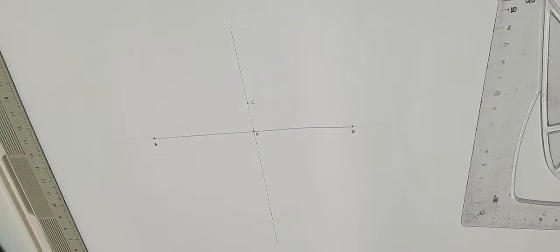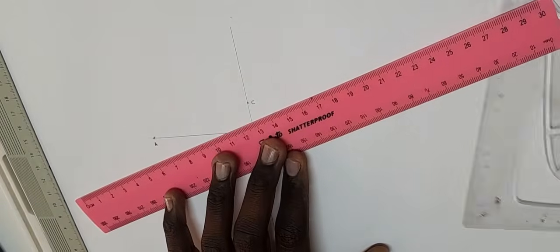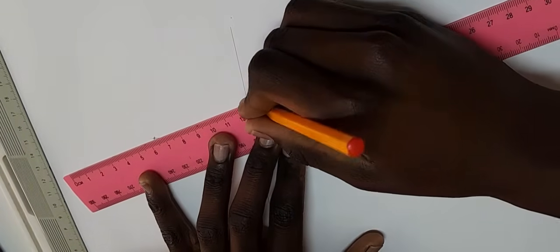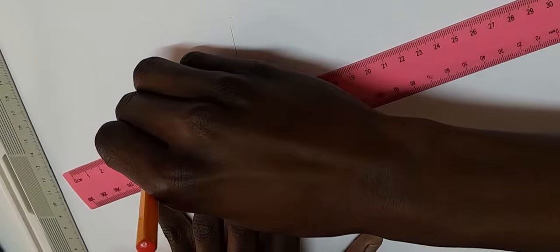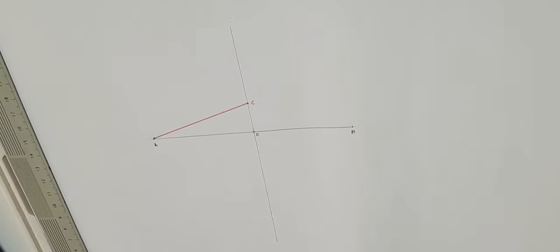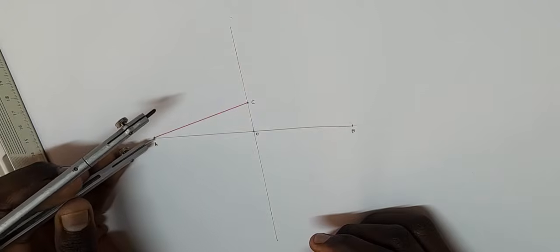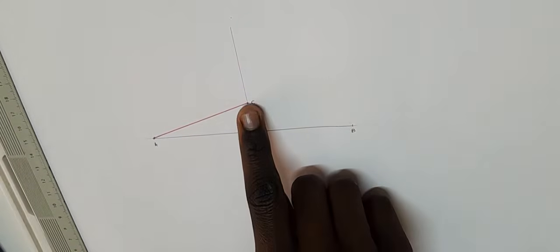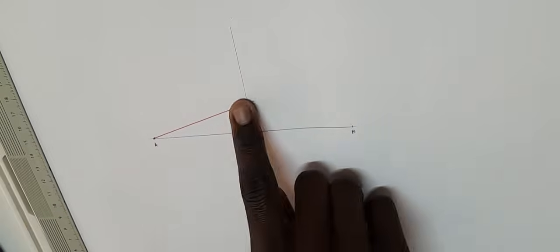So now I can join my point A and C. Using a straight ruler, I can join these 2 points. Right. Then after that, you're going to take your compass or any other compass you can use. Then you're going to pin it on point A. The purpose is to bisect line AC, this line, the red line. To bisect is to cut into 2 equal halves to find the center.